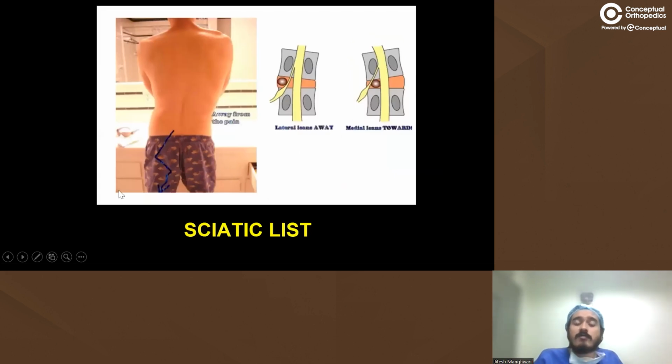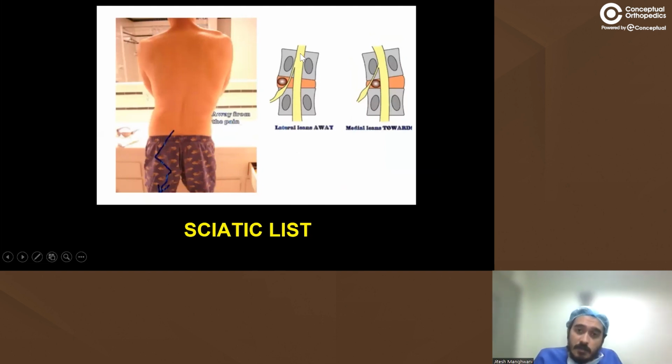Now, this is what I was talking about. This is the sciatic list. Whenever the patient basically has this compression in the spine, the body, as a defense mechanism, tries to take you away from the site of compression. So generally, wherein the patients are having a shoulder disc.